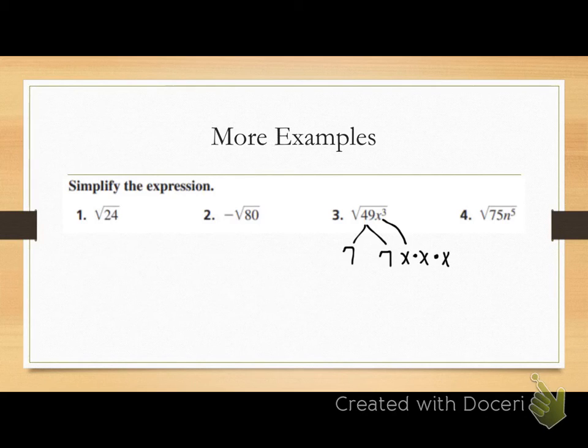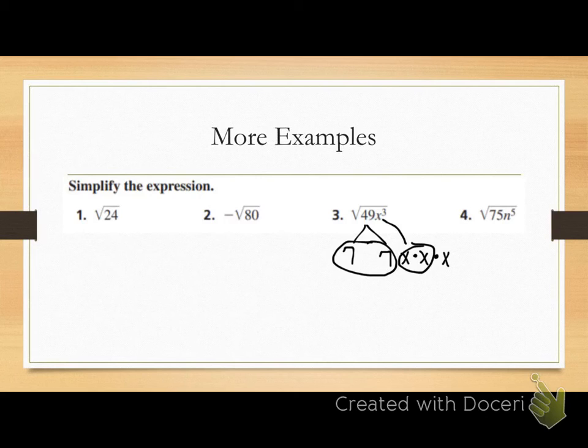2. So I'm looking for pairs of numbers. What do I have pairs of? 7s and x. Any other pairs? No. Am I moving too fast for anybody?